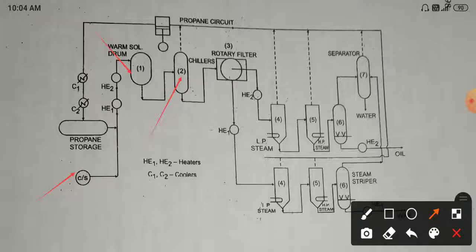By evaporation of propane at a controlled rate till the filtering temperature is achieved, the chilling aids in crystallization of wax, and these crystals remain suspended in the propane oil solution. This is the propane oil solution, number 3.